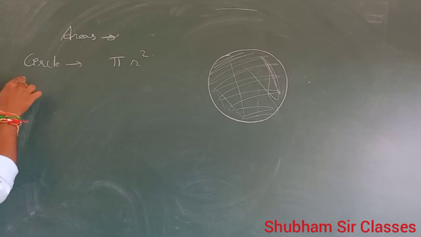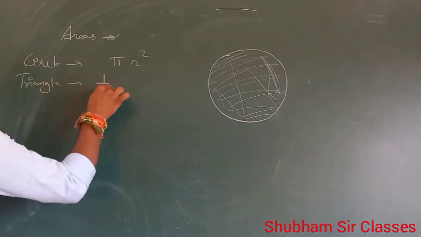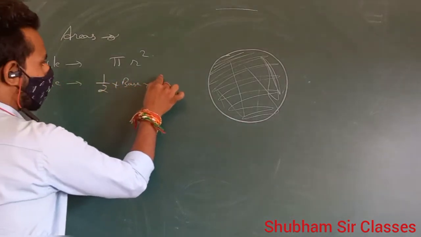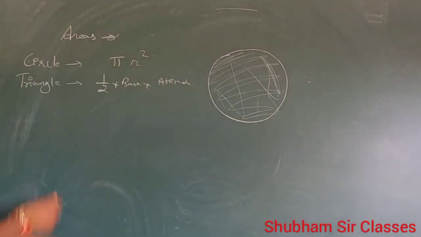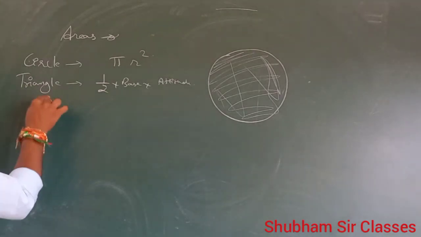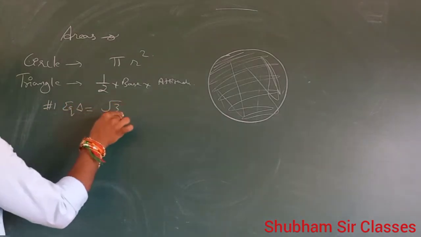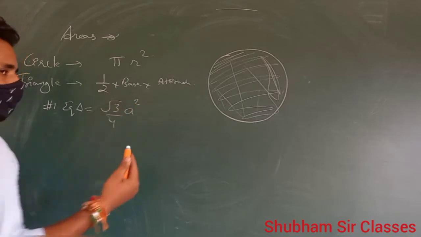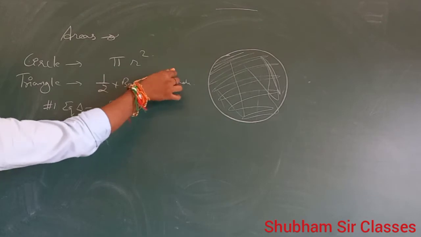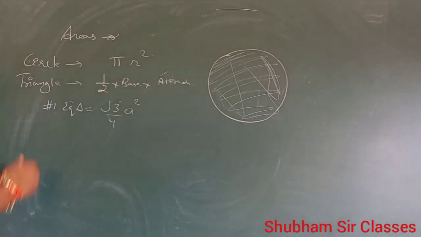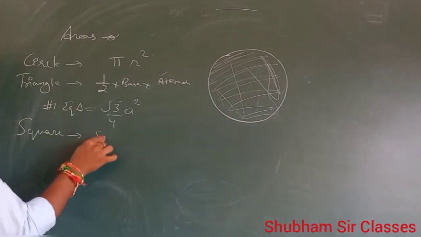Area of triangle is 1 by 2 into base into altitude, meaning the perpendicular height. There are some special cases. Case 1, if the triangle is an equilateral triangle, the area will be root 3 by 4 into a square, where a is the side of the equilateral triangle. If it is a right angle triangle, then we have to use this formula. Then if we talk about a square, the area of a square is side into side.